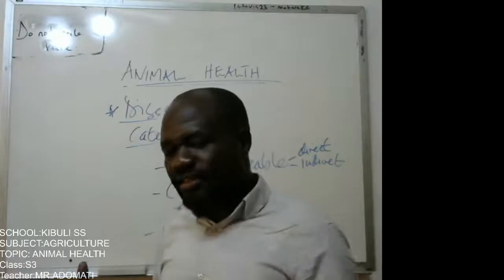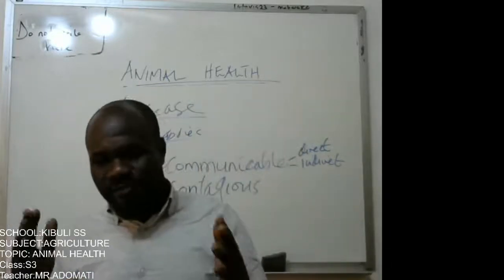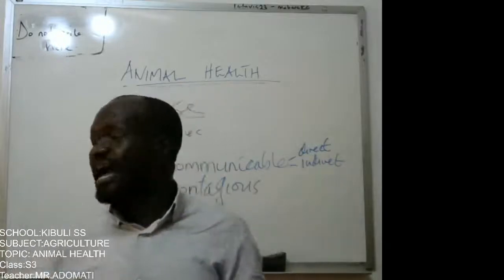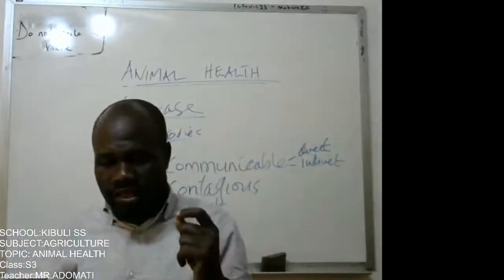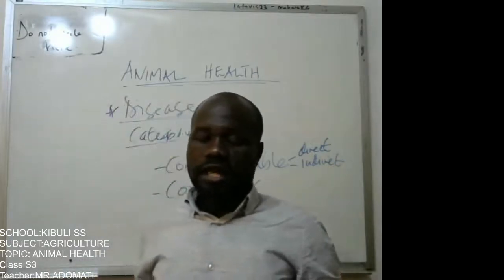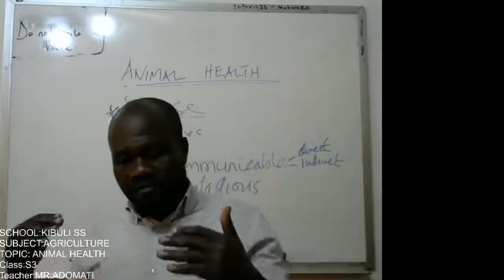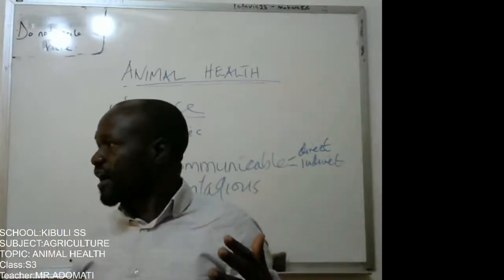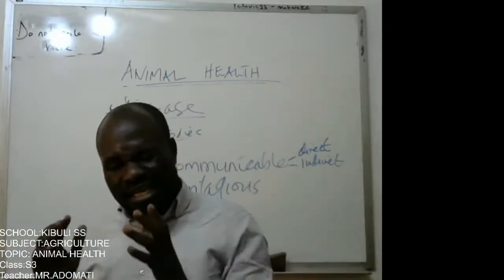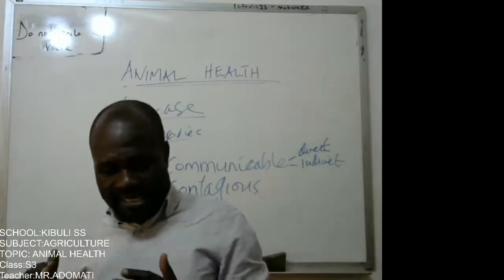Epidemic diseases are those that spread very fast. A disease that spreads very quickly and covers a large area within a very short period, we call it an epidemic disease. It spreads very fast and affects a large number of animals within a short time. We call those epidemic diseases.